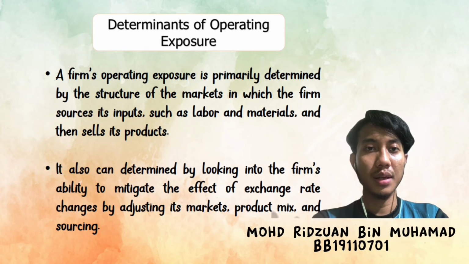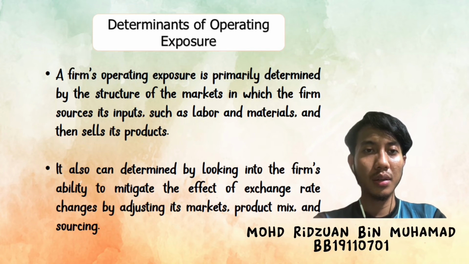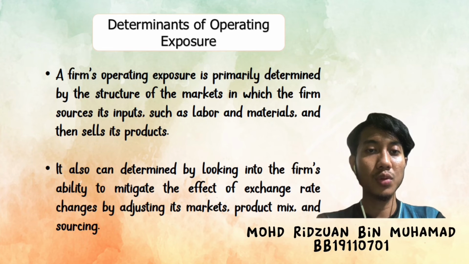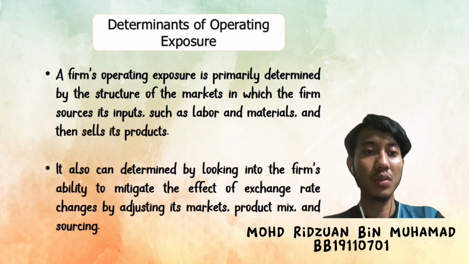Basically, operating exposure cannot be identified in the same way as contractual exposure, which is transaction exposure. It is not so easily determined from the firm's accounting statement. A firm's operating exposure is primarily determined by the structure of the market in which the firm sources its inputs such as labor and materials and then sells its product. It can also be determined by looking into the firm's ability to mitigate the effect of exchange rate changes by adjusting its markets, product mix, and sourcing.